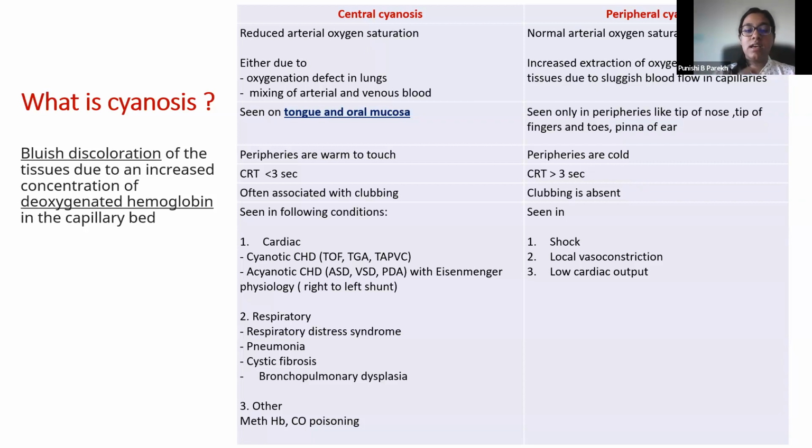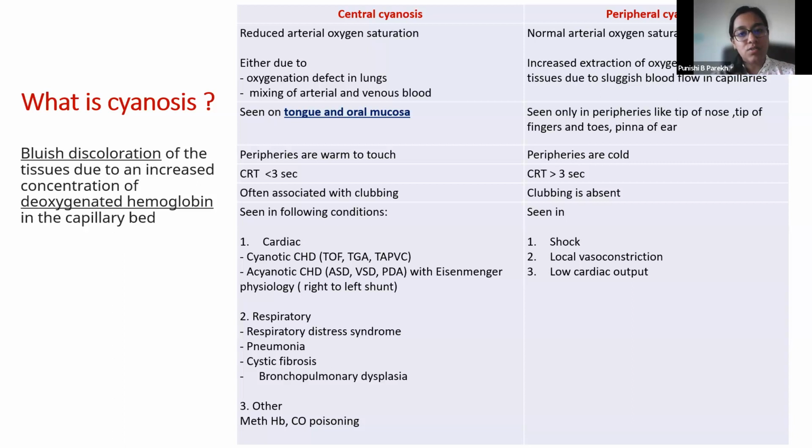Respiratory conditions like RDS, pneumonia, cystic fibrosis, BPD can also present with central cyanosis. Other common conditions could be methemoglobinemia or carbon monoxide poisoning. So this is the understanding behind central cyanosis and common conditions where you will see it. And always remember, you will look at the tongue and the oral mucosa for the presence of central cyanosis.